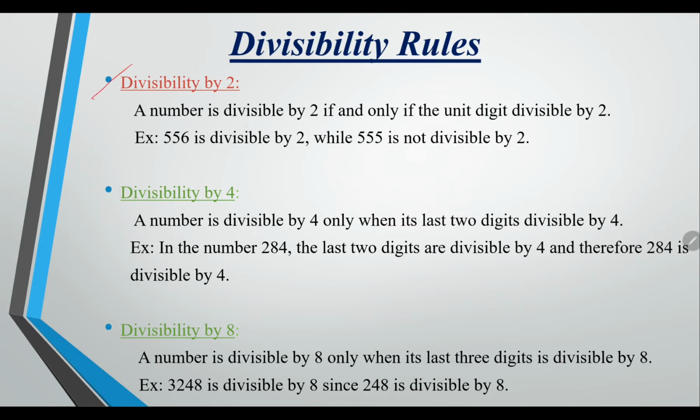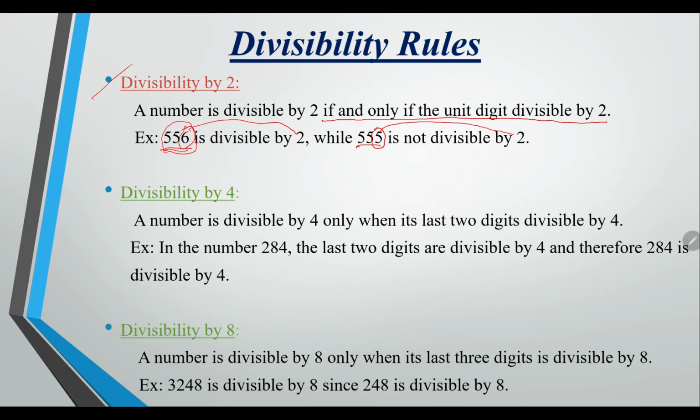The number is divisible by 2 if and only if the unit digit is divisible by 2. For example, let's take the number 556. Its unit digit is 6. It is divisible by 2 and therefore 556 is divisible by 2. While the number 555 is not divisible by 2 since its unit digit 5 is not divisible by 2. And we can say that all even numbers are divisible by 2.